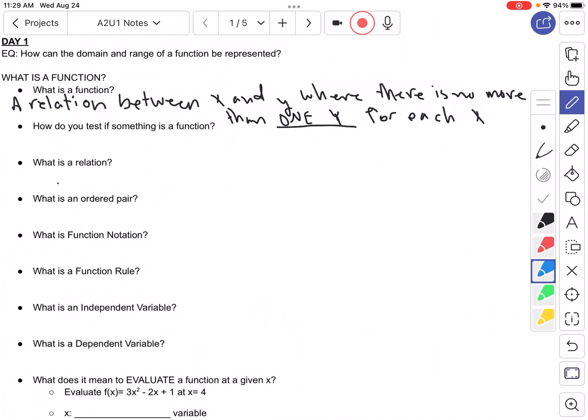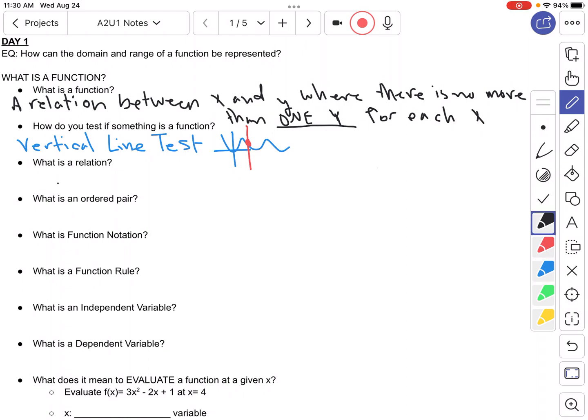So how do you test if something is a function? The vertical line test. Basically what that means is if you have a graph, something like that, and you draw a vertical line, you should only touch that graph at most one time.